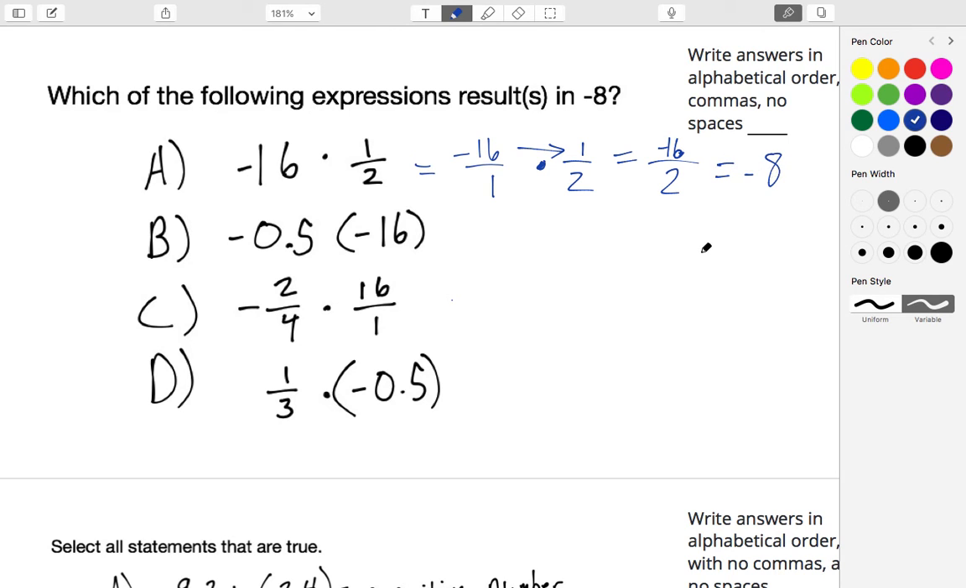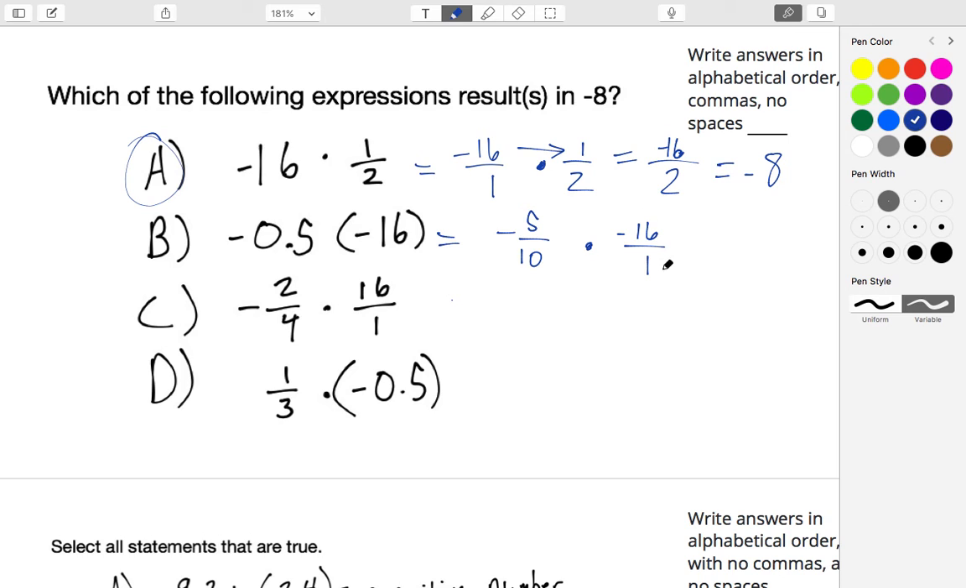So would you say this is an answer or not an answer? Okay, so A is equivalent, which means the same as negative 8. Go to B. You have negative 0.5 times negative 16. How do I change this into a fraction? So this decimal is in which spot? We just did something like this. So it'd be negative 5 over 10 times negative 16 over what? 1. So we change everything to a fraction.